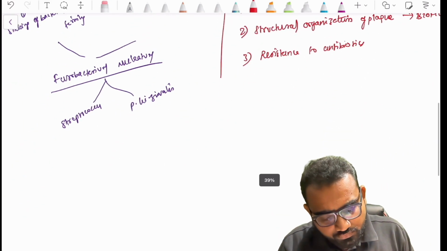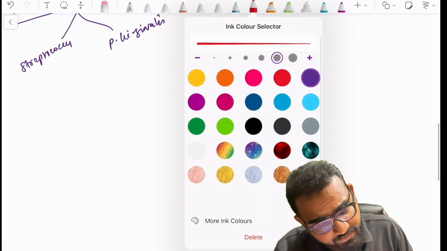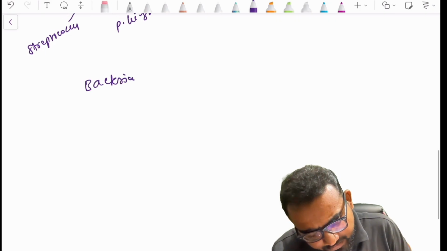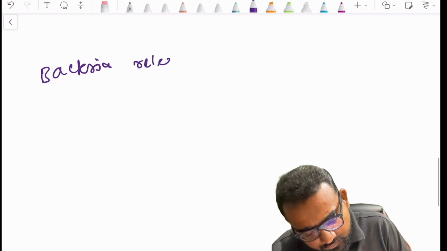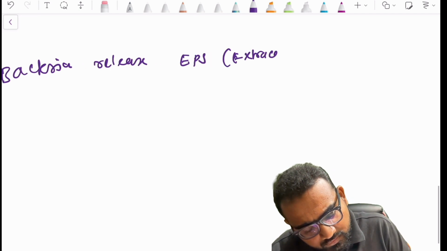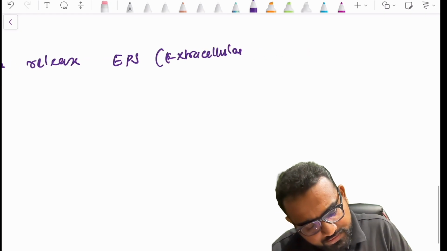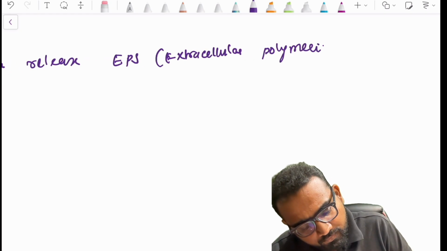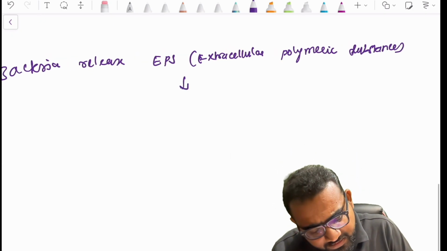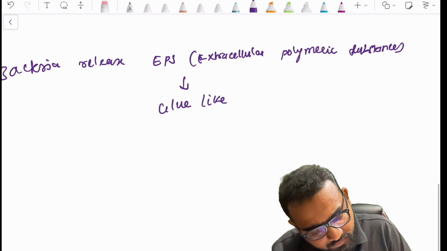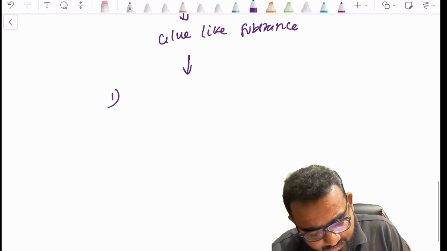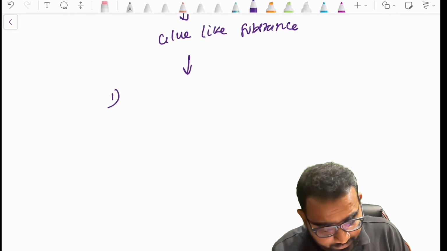Okay, now the next step is that these bacteria will release EPS, extracellular polymeric substances. Okay, so what do we mean by extracellular polymeric substances? It is basically a glue-like substance. Once the bacteria release this glue-like substance, it will allow the bacteria to stick together.